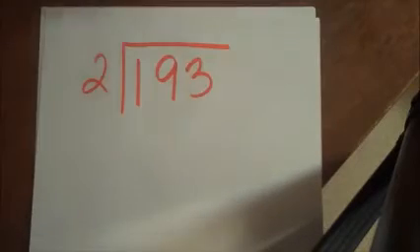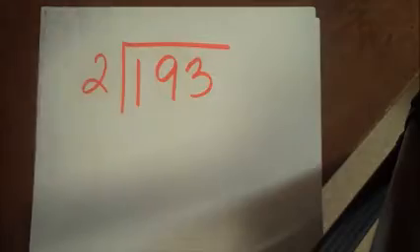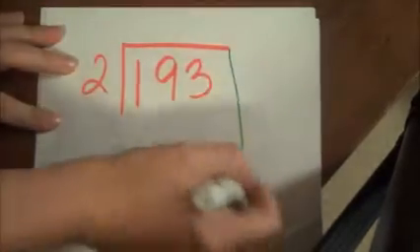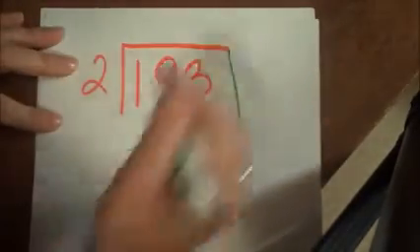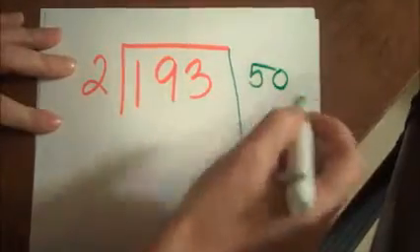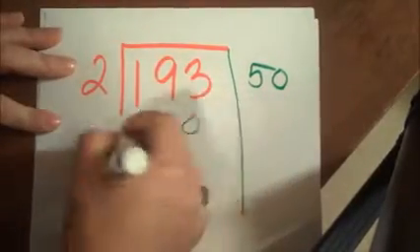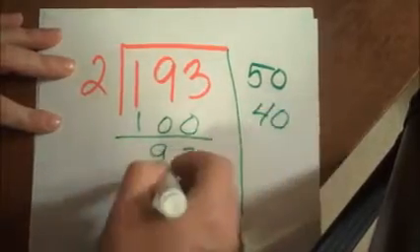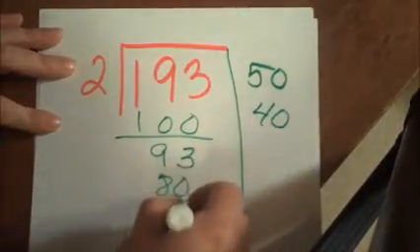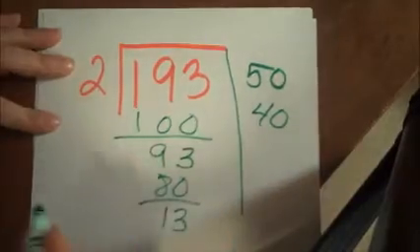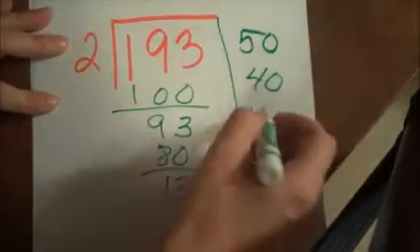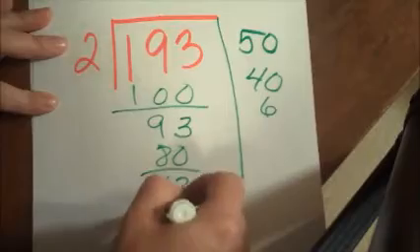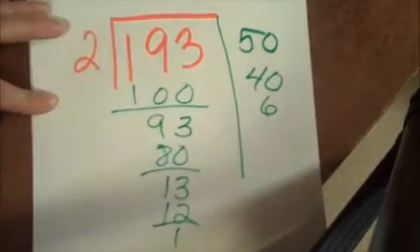Let's try another example. 193 divided by 2 was one we did in the last video. And if a child wanted to use this strategy, they may choose 50. And 50 times 2 is 100, and I have 93 left. So maybe I could do 40 and have 13 left. And then maybe I could do 6 and have 1 left.